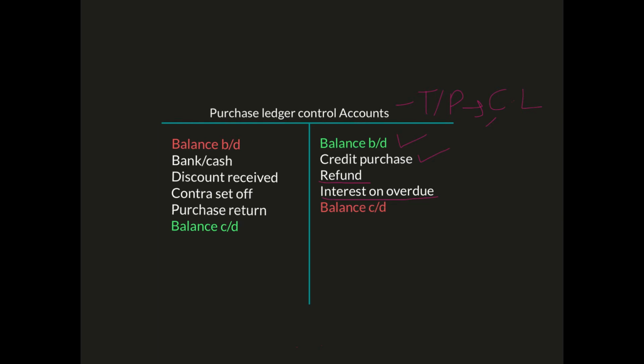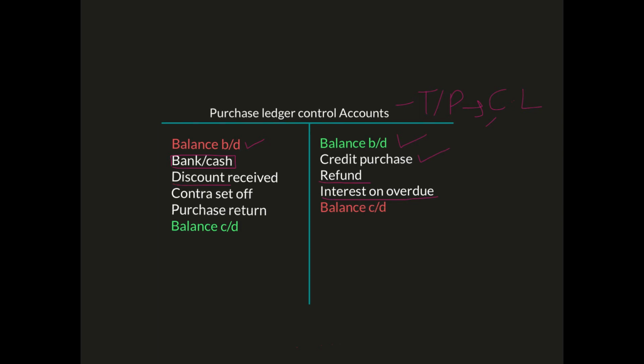Okay, so moving on, on the debit side, we already discussed what the debit balance BD of a purchase ledger control account is. Now bank or cash, this means that we have paid the amount we owed to our suppliers by either bank or cash. Now the amount we owe to them is decreased.